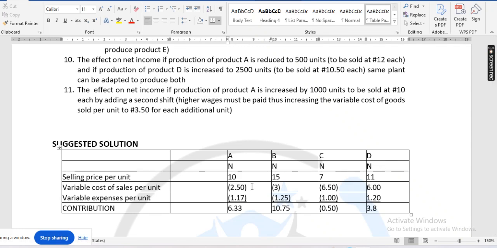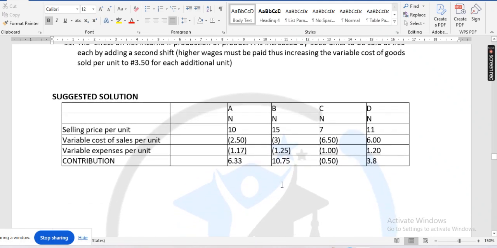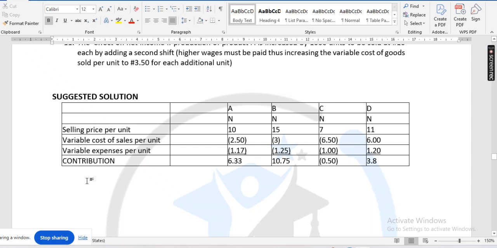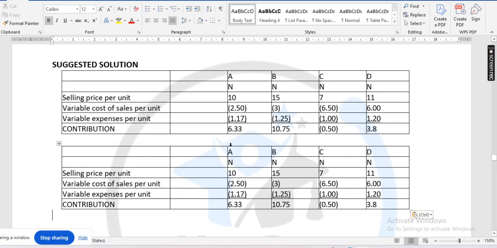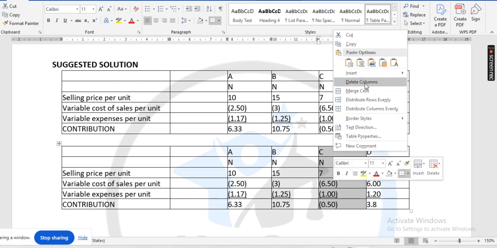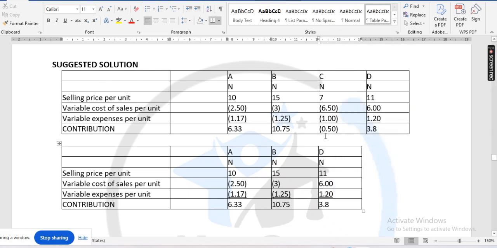That is why I say, okay, let's just make it in another format, right? Now, this is before the discontinued operation, right? Now let's do this because we want to know the impact. We want to know if the contribution actually increases or decreases. So we can now remove product C. We'll remove this part of product C, delete column.